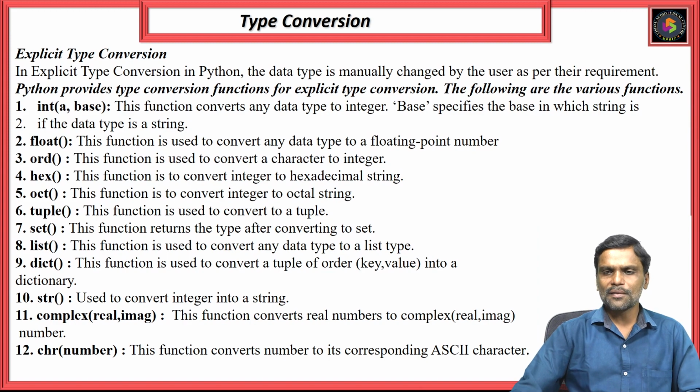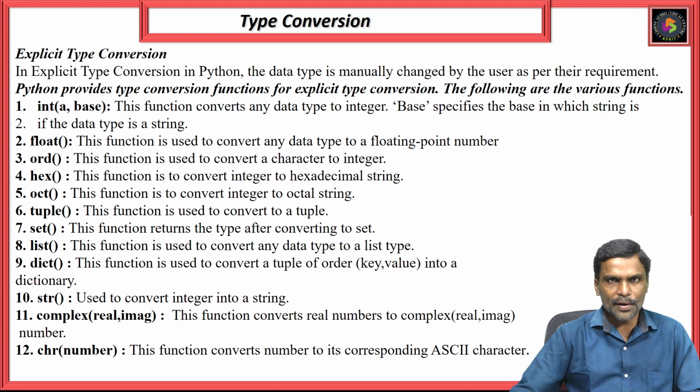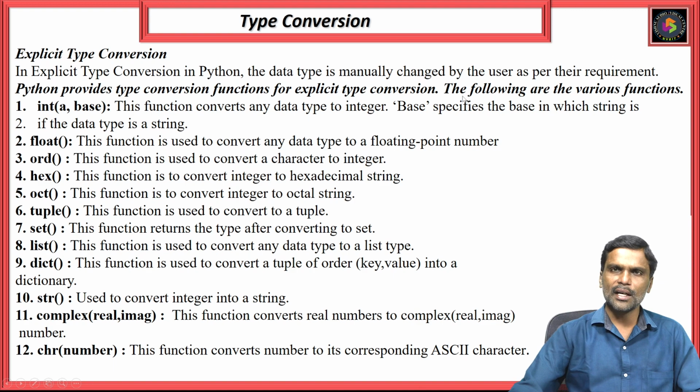So explicit type conversion is when we are initializing the values, we are going to convert one data type into another data type. In order to convert all these types of data type, we have different types of type conversion functions. You can see, students, here.